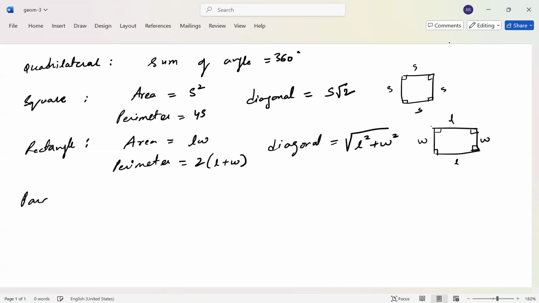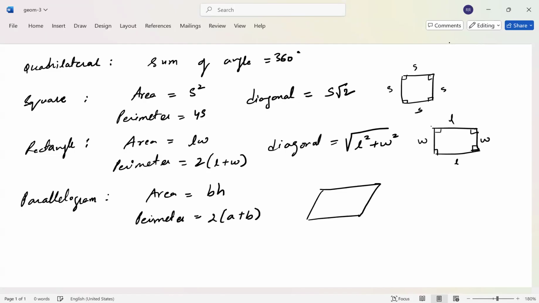Next is parallelogram. Area is equals to base into height. Perimeter is equals to 2 into A plus B. Parallelogram, opposite sides are parallel and equal. So if this side is A, this is A, so this is B and this is B. Perimeter is basically sum of all sides. Opposite angles also equal. These two angles would be equal.